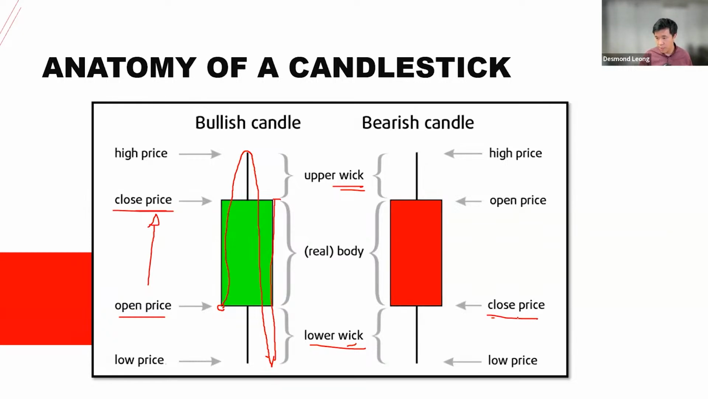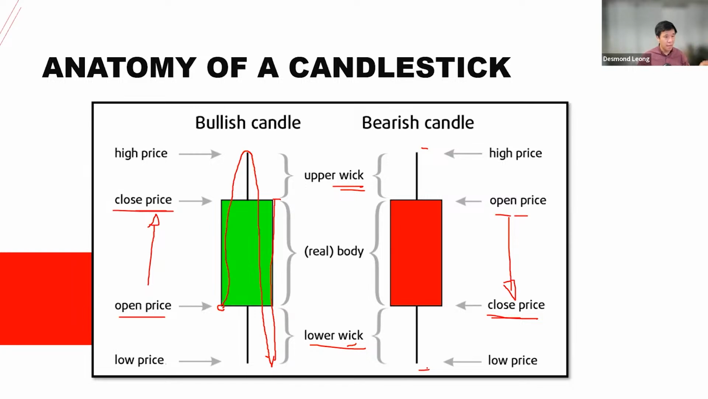If the closing price is below the open price, that means it's a bearish candle. The little wicks, as you can see at the top and bottom, basically just mean how high or how low price actually went during the candlestick. Okay, so this is the anatomy of a candlestick.